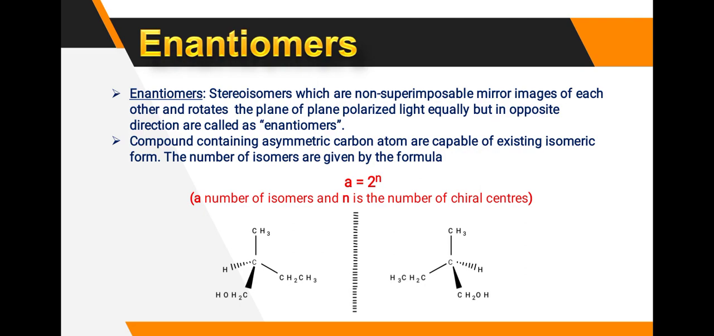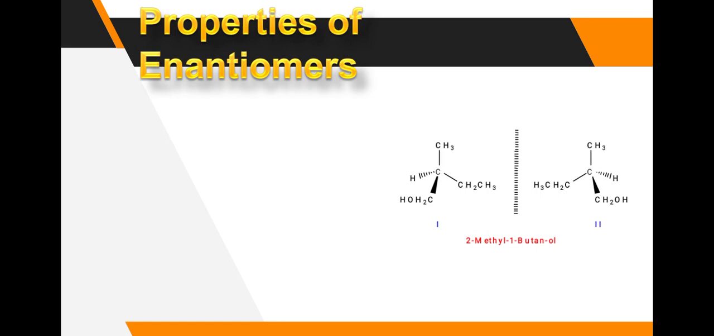Then compounds containing an asymmetric carbon atom are capable of existing in isomeric forms. The number of isomers is given by the formula A equals 2 raised to n. A is the number of isomers and n is the number of chiral centers, that is, how many chiral centers are present in the molecule. Here see, the chiral carbon is there. 4 different groups are attached to the carbon, that's why this is chiral, and this is non-superimposable, so it is enantiomers. Then properties of enantiomers.